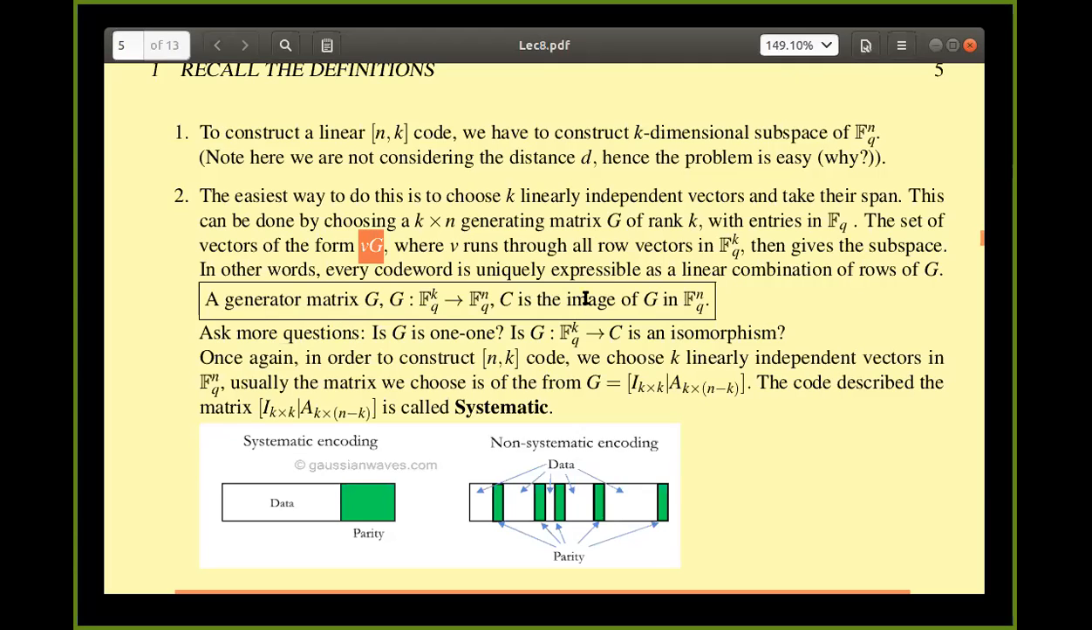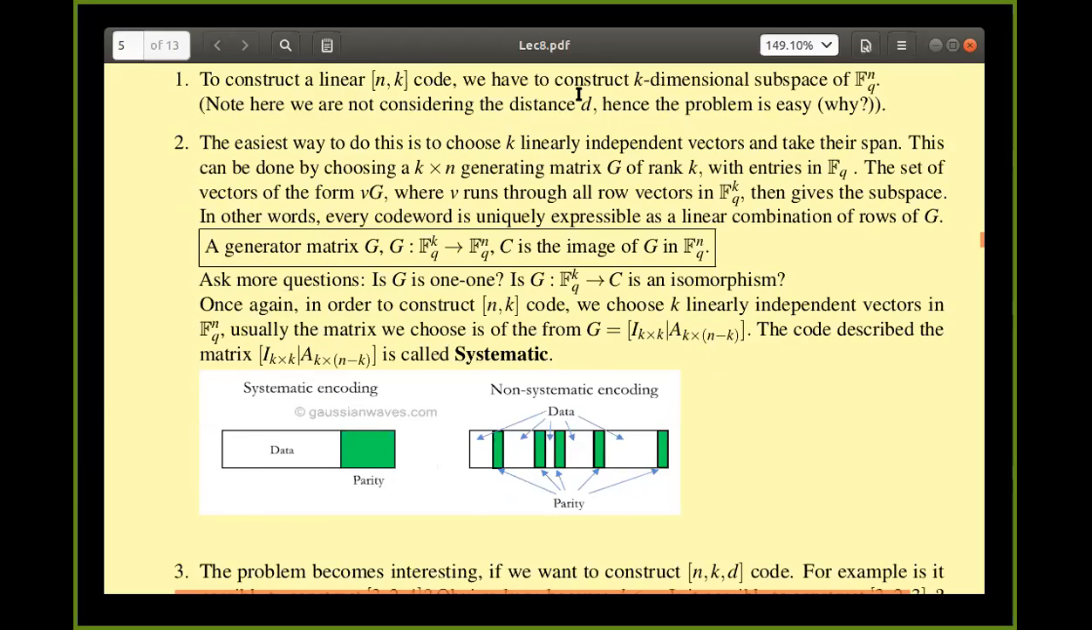So the generator matrix as explained earlier. So this is like this. So ask one more question: is G one-to-one? Some questions actually I'm asking. Is G from Fq power k to Fq power n an isomorphism? Okay, so no need to answer now.